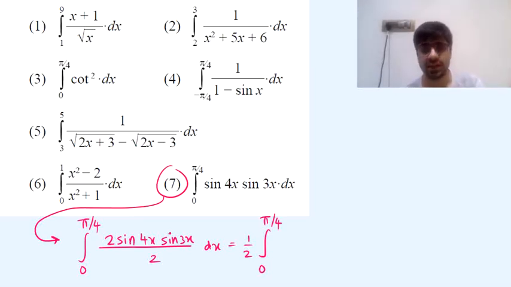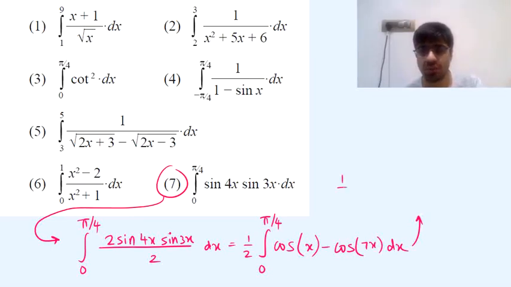2 sine c sine d will be cos of c minus d. So you can say it is 4x minus 3x. Even if you say 3x minus 4x, it does not matter, because you will get cos of minus x, which ultimately will be equal to cos x. From that you need to subtract cos of c plus d, which is 4x plus 3x, and that is 7x.